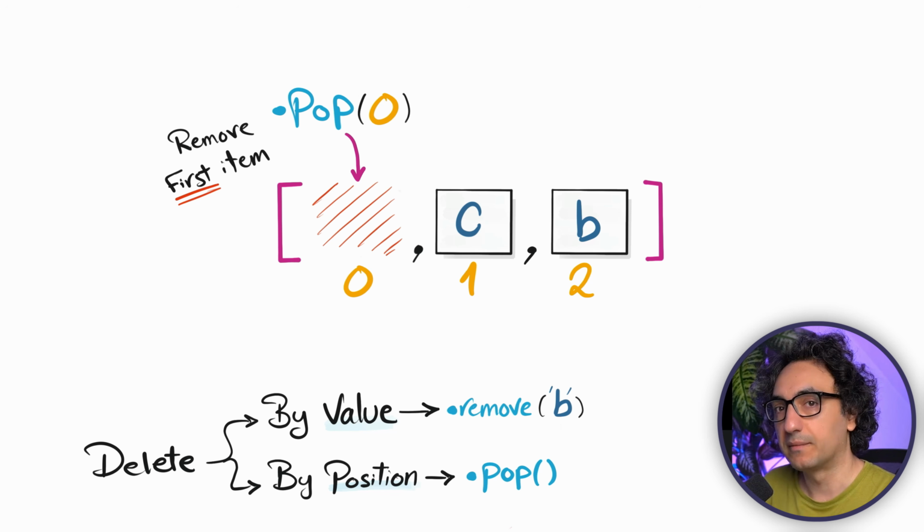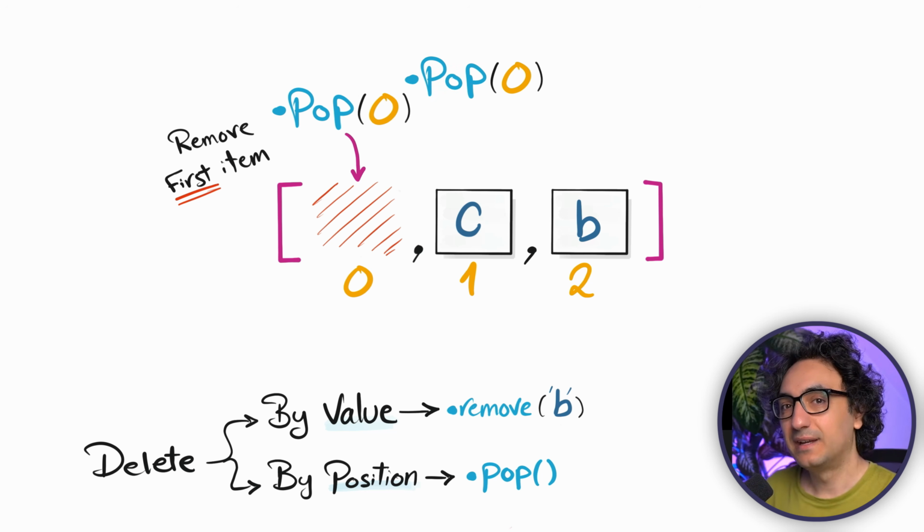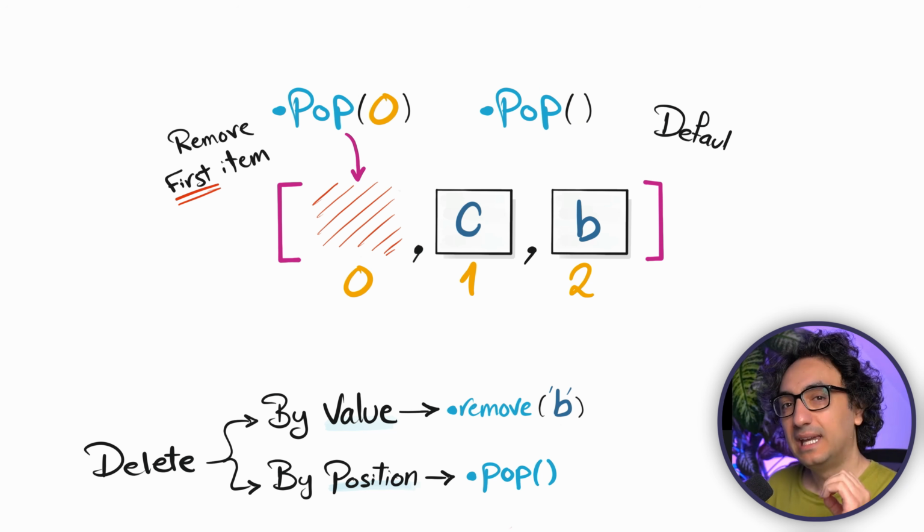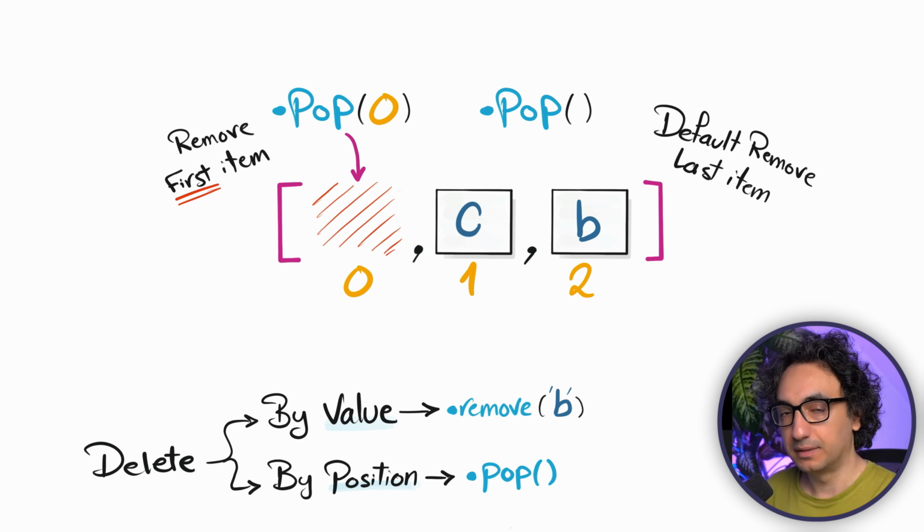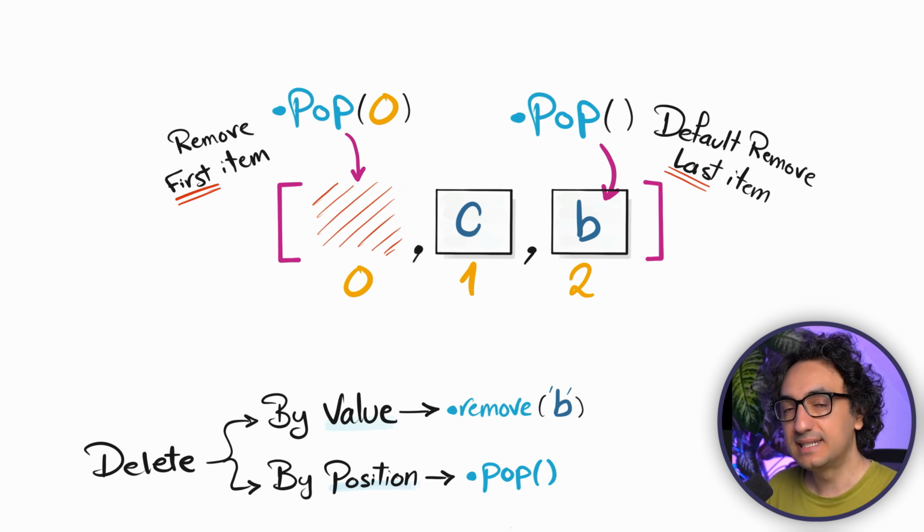And if you want to remove something from the middle, all you have to do is to specify the index number. And there's something really cool about the pop. If you don't specify any index number, the default is always the last item. So if you say pop without giving any number, Python is going to go to the last item and remove it.